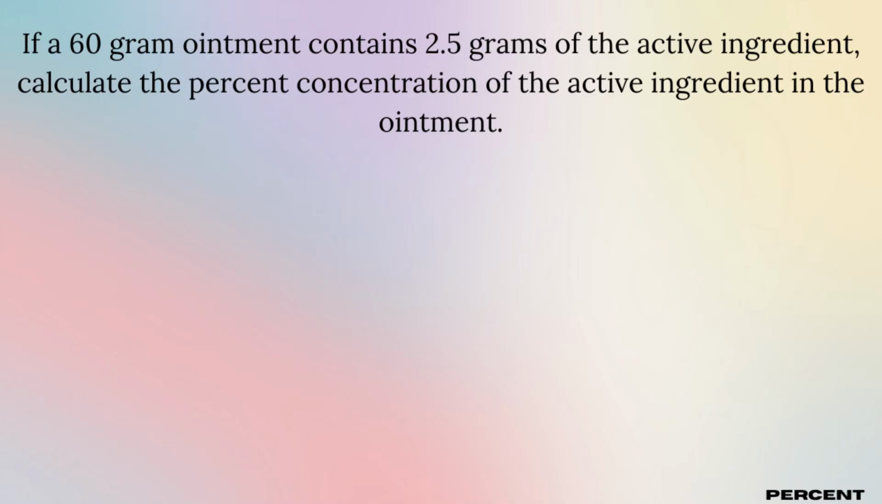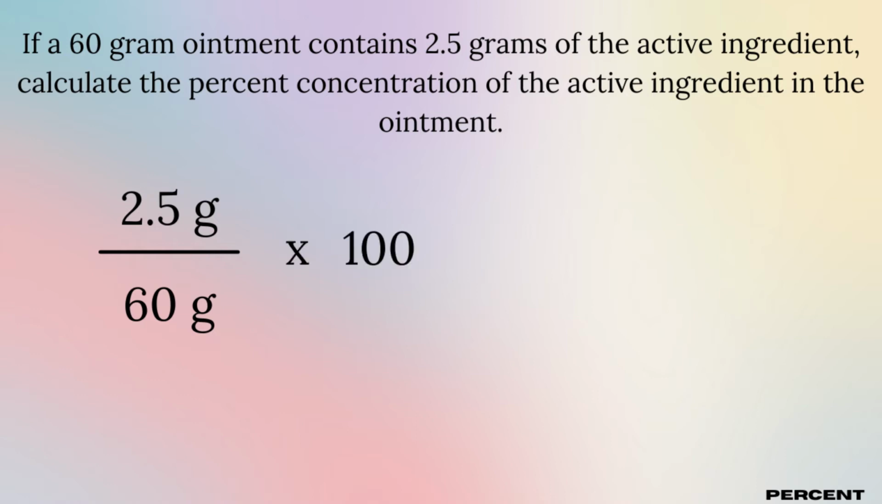If a 60-gram ointment contains 2.5 grams of the active ingredient, calculate the percent concentration of the active ingredient in the ointment. When you are dealing with percent, hinahanap niya lang naman ang relative quantity in 100. You have the values 2.5 grams over 60 grams. In order to get the percent, just multiply it with 100, canceling the units, we therefore have 4.2%.